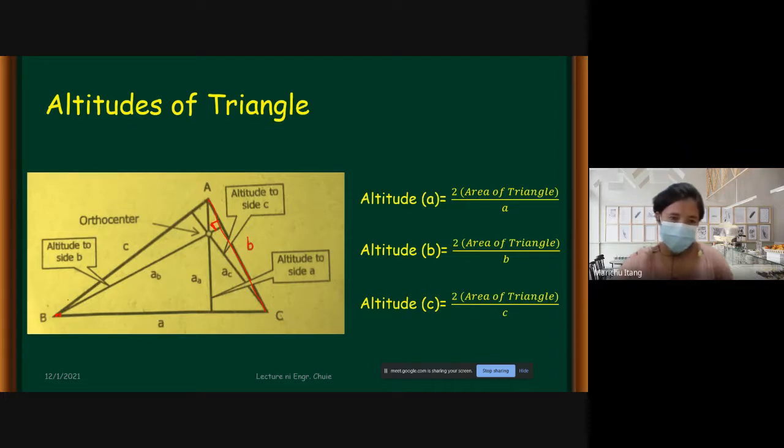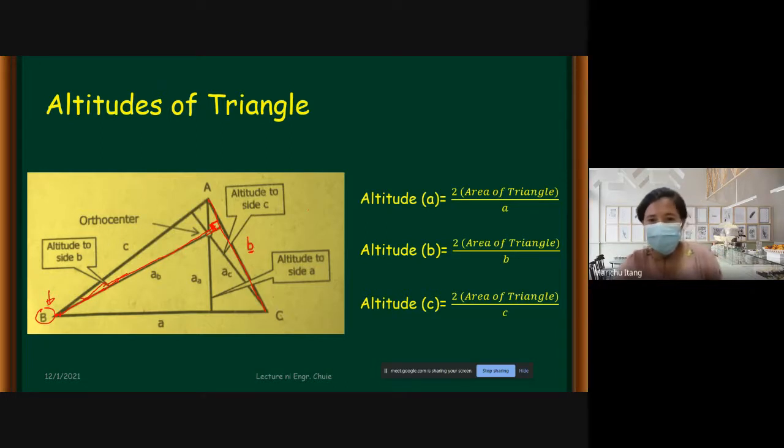Then we create a right triangle of this portion here. If this is the included angle B, then we create a line perpendicular to the base. When you say base, that is opposite to the included angle B. So the base is small letter b. Then we take a perpendicular line that will make a right angle. So that is now the altitude of B.